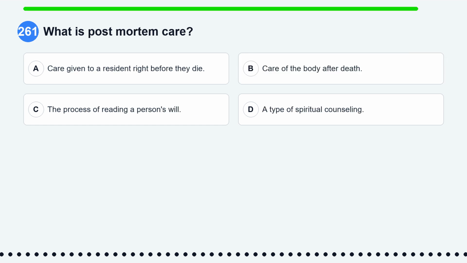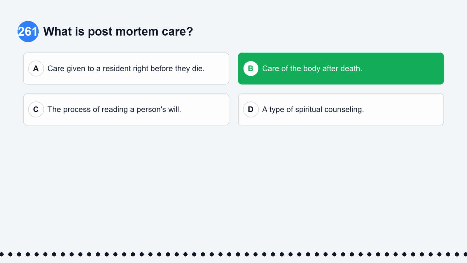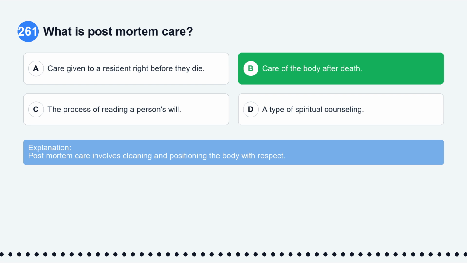Question 261. What is postmortem care? Option A, care given to a resident right before they die. Option B, care of the body after death. Option C, the process of reading a person's will. Option D, a type of spiritual counseling. The correct answer is option B, care of the body after death. Postmortem care involves cleaning and positioning the body with respect.